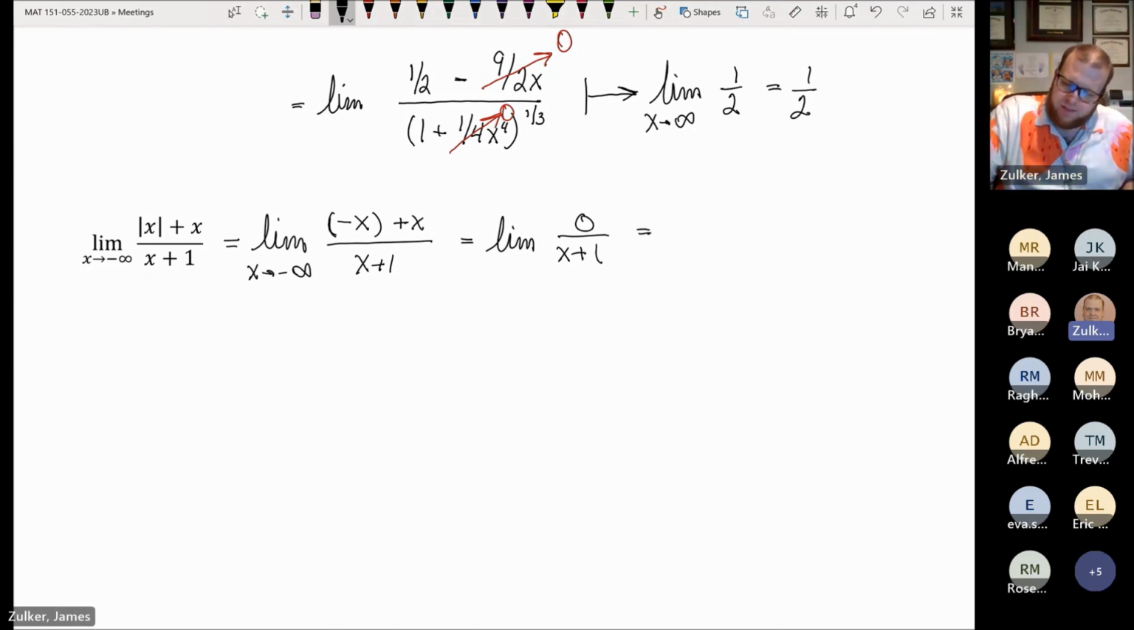Well, isn't that just the limit of 0, which is just 0.